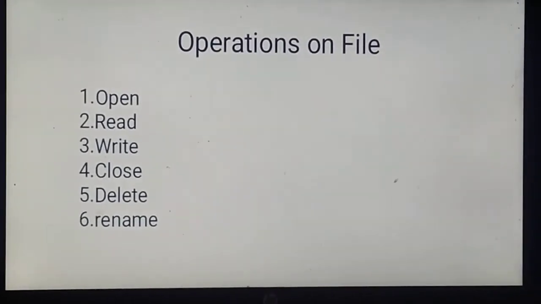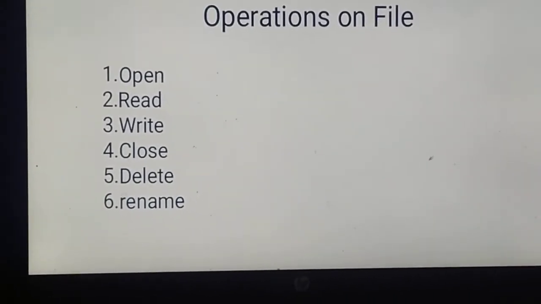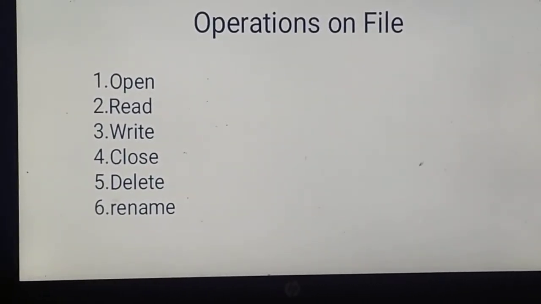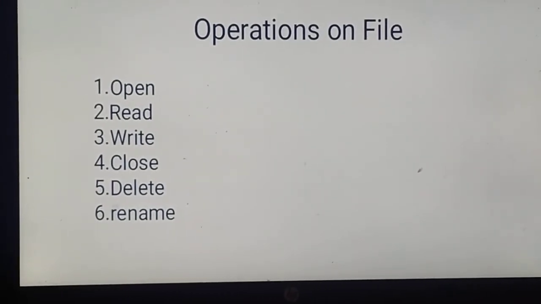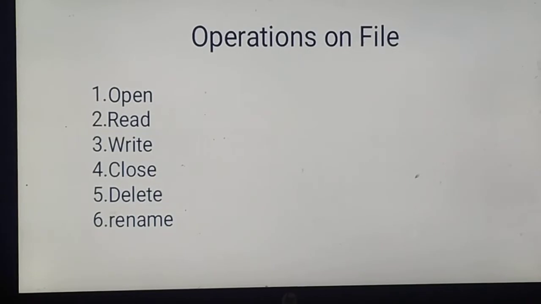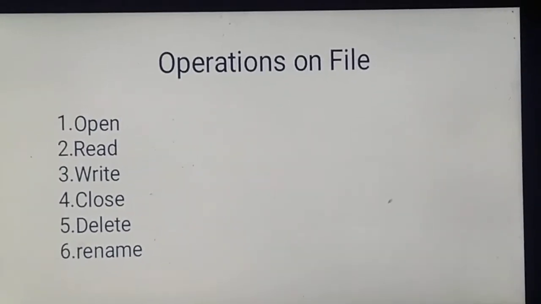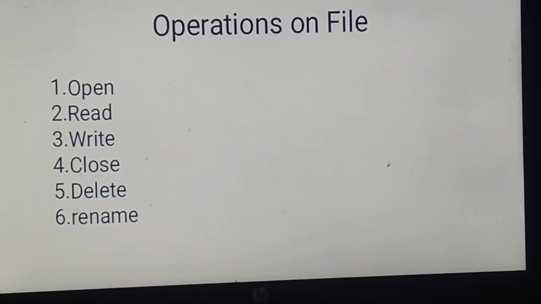The operations on files are classified into six basic categories. The first operation is open. Whenever we are dealing with file handling, we need to open the file which exists in our system. Another operation is the read operation, also known as the read method.